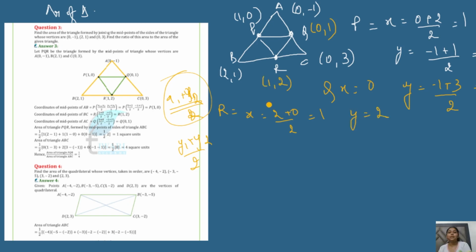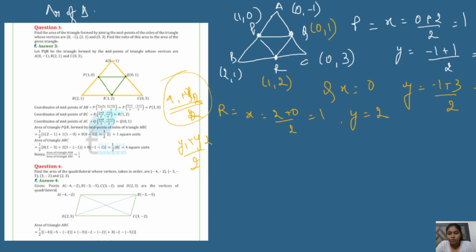So these are the three. Now what you have to find out is the area. So how will you find out the area of the triangle? Just make sure how you find this. So the area of the triangle PQR formed by this is half of 1 into (2 minus 1) plus 1 into (1 minus 0) plus 0 into (0 minus 1). Okay, so how will you find out the area of the triangle in that particular case? We will be discussing it here, how to do this.